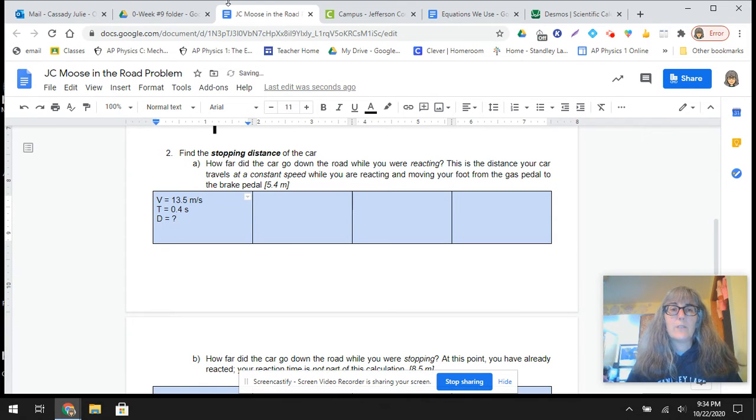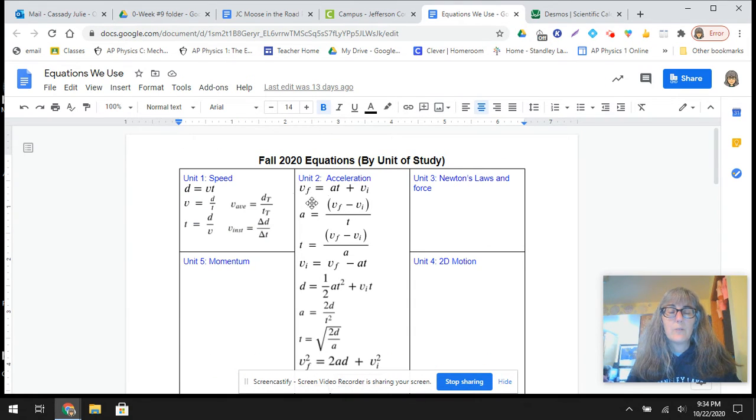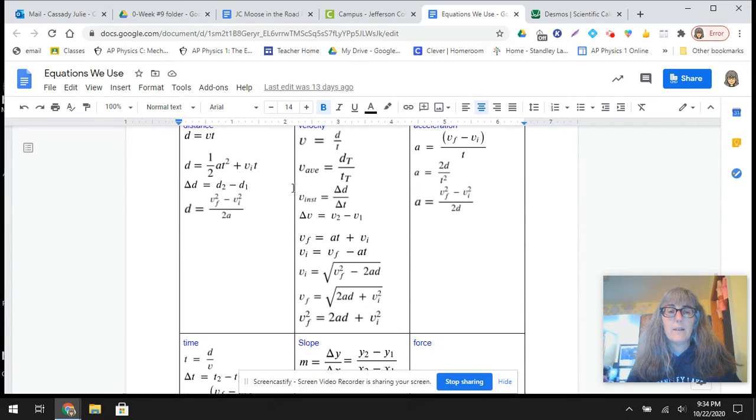So now we need an equation for distance. So if you find your equation sheet, and I like the second page because it separates everything out by what you're solving for.